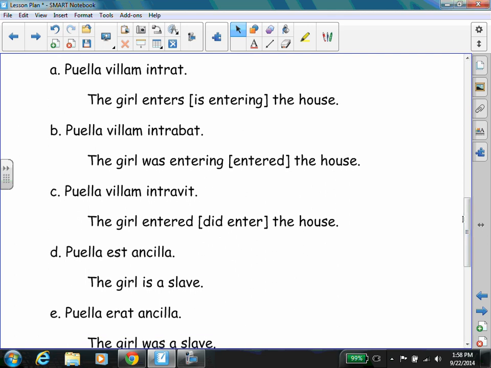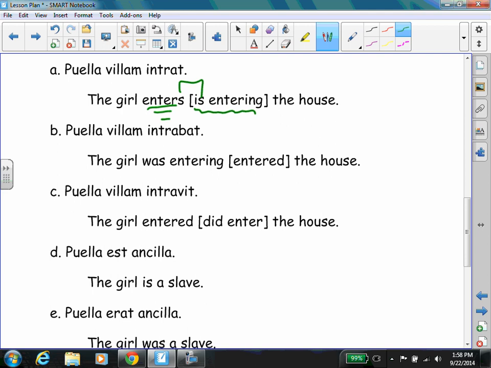The first one, the girl enters. We could also use, like I said earlier, we can say is entering the house. Enters and is entering in Latin are not distinguished. In English, enters is what we call simple present tense, and is entering is what we call present progressive tense. So English does define the difference between enters and is entering. Latin will not. So which one do I use?